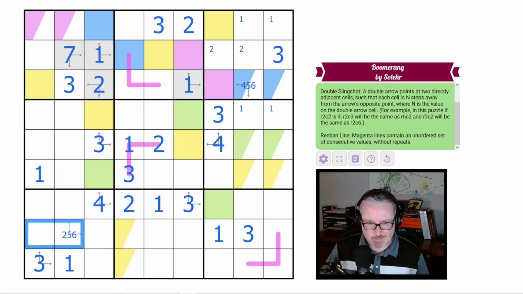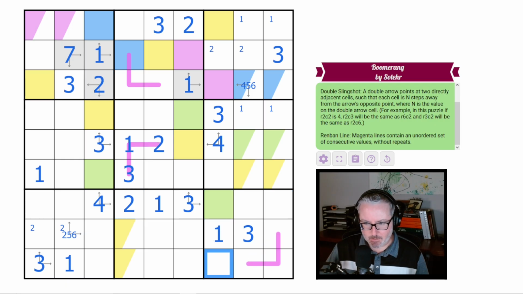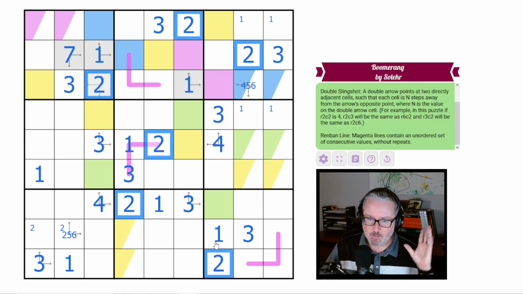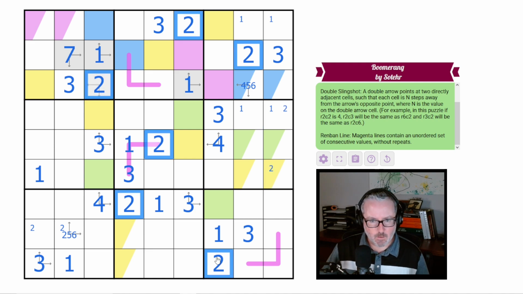One of these is a 2, which means those can't be 2s. This is a 2, which means this is a 2. Good. We're making progress. One of these is a 2. Again, it's just finding where to look. It's the hardest part of some of these things sometimes.